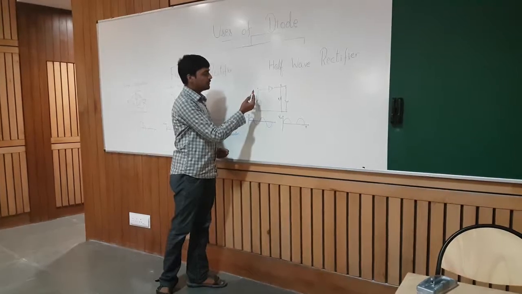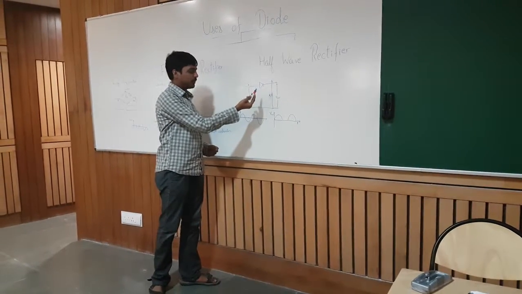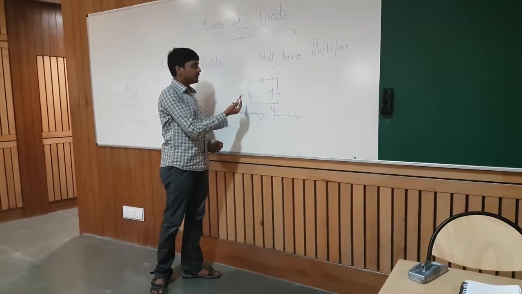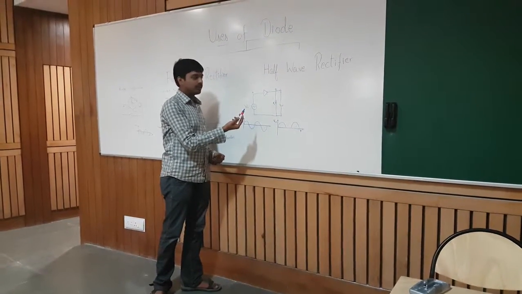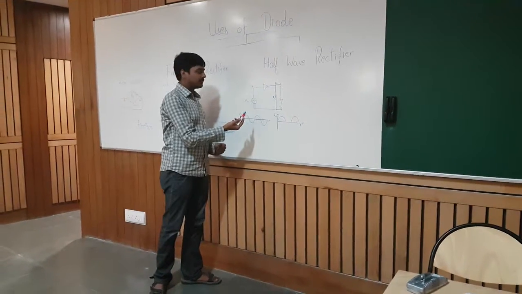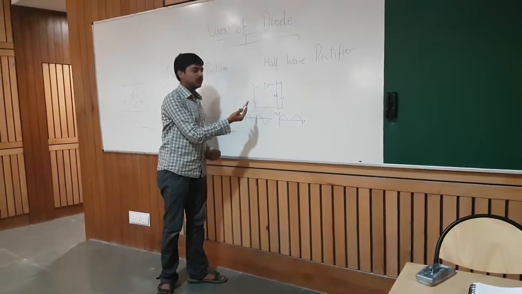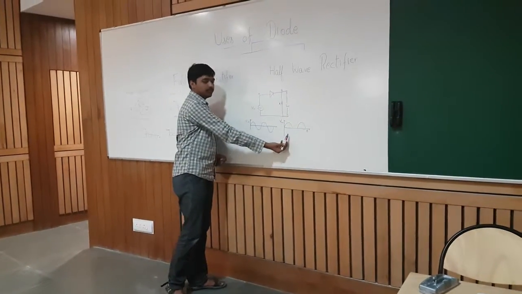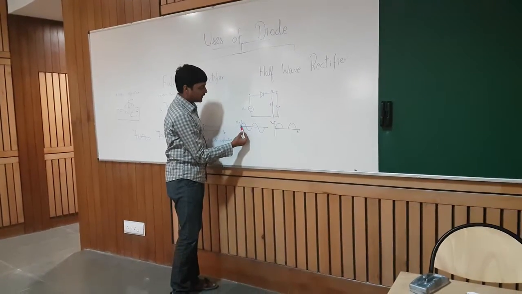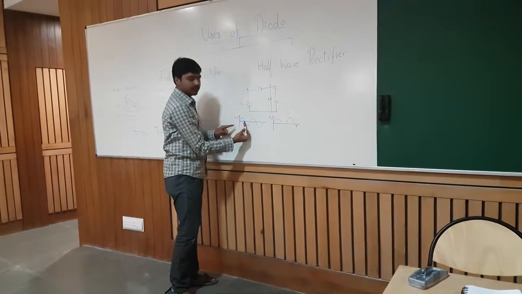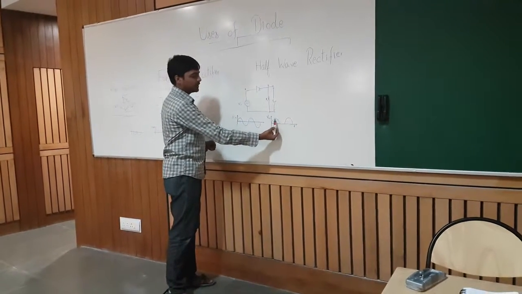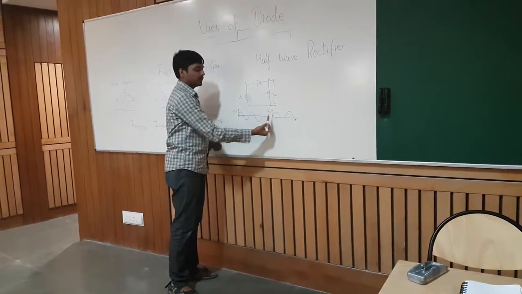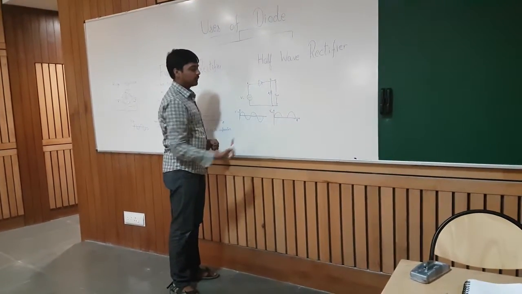So when the potential between the points A and B is positive, the diode acts as a short circuit, and when the potential between A and B is negative, that is when B is at higher potential, this diode acts as an open circuit. So for this type of input, we have this output. When A is at higher potential till this half cycle, we have the same output, and when A is at lower potential than B, we have no output as seen here.